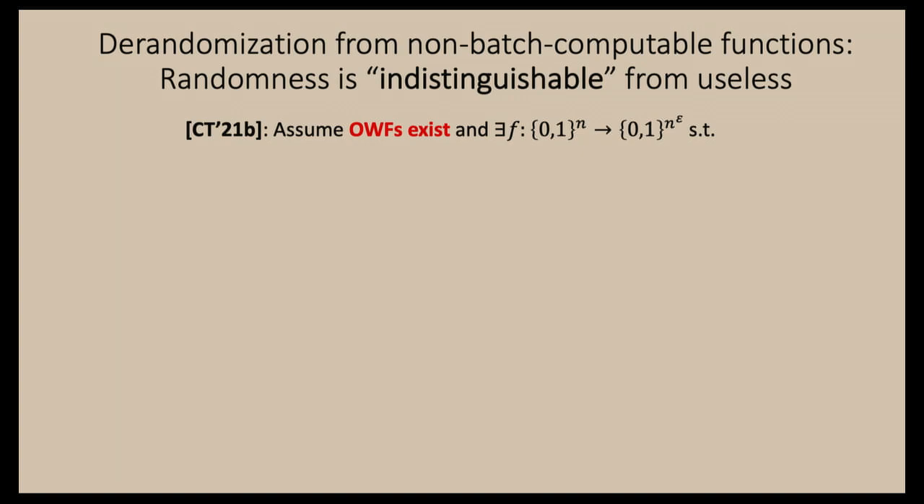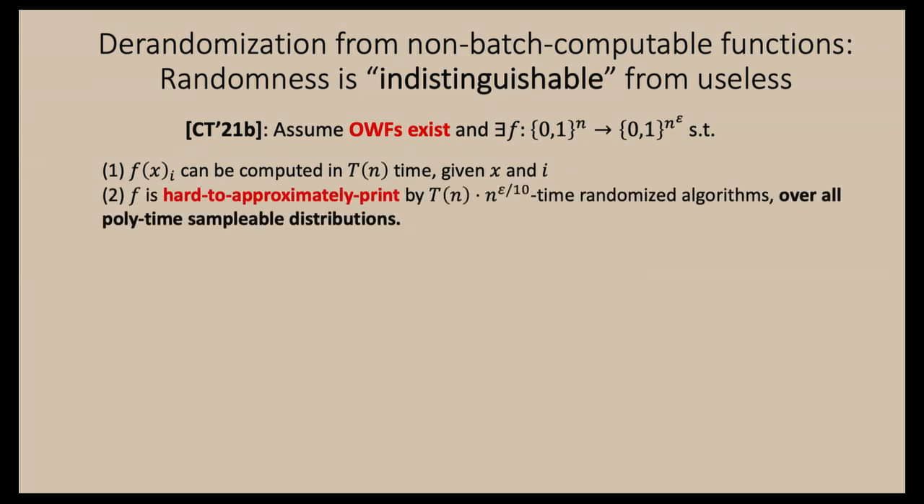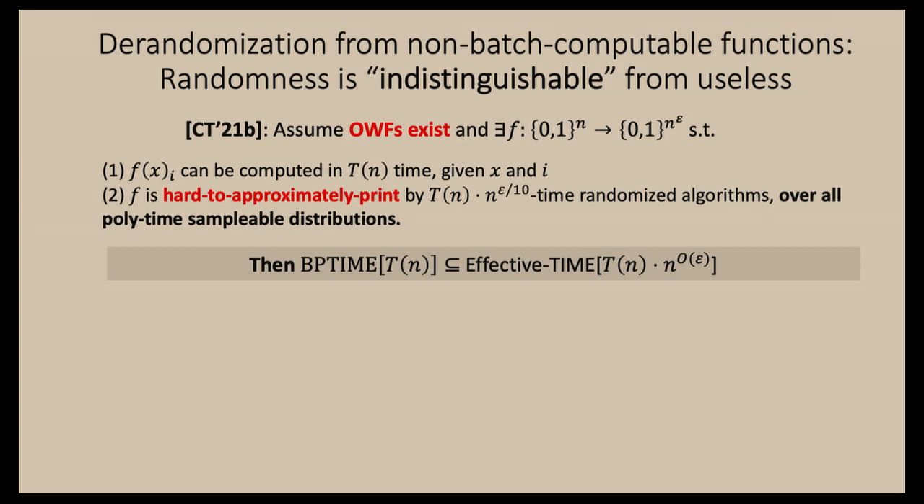And then we assume that there exists a function f from n bits to n^epsilon bits, such that first, each output bit of f(x) can be computed in T(n) time, given x and i. And next, f is hard to approximately print by T(n) times n^(epsilon/10) time randomized algorithms over all polynomial time samplable distributions. I should explain what it means to be hard to approximately print. If this is true, then we have the desired conclusion. You can set epsilon to be anything you want.